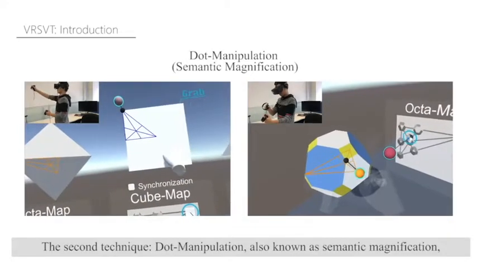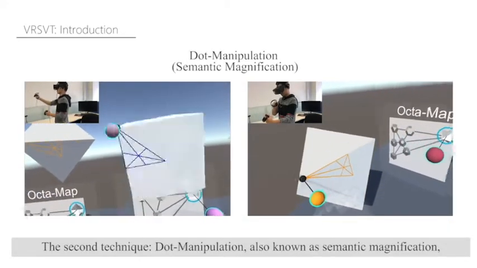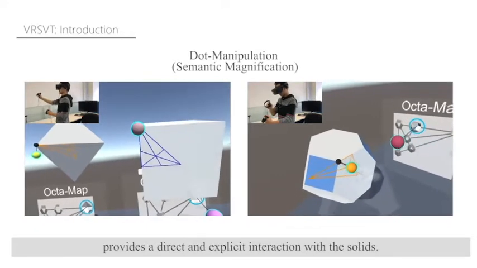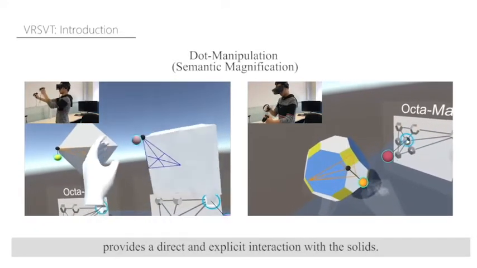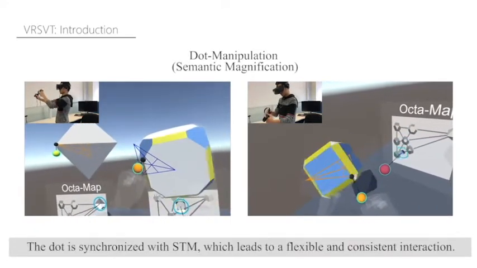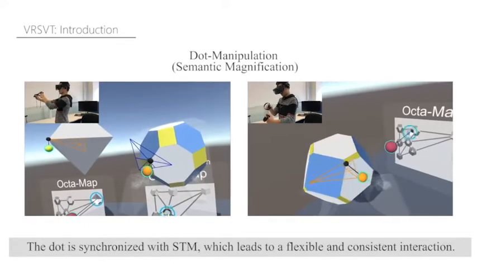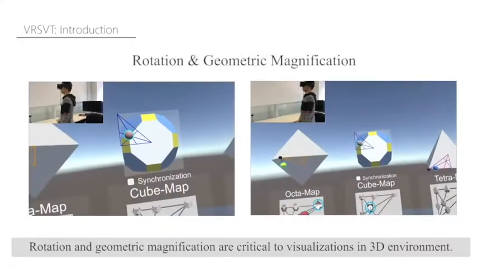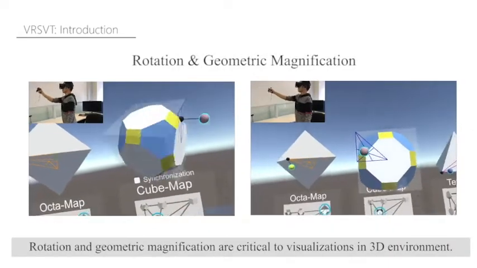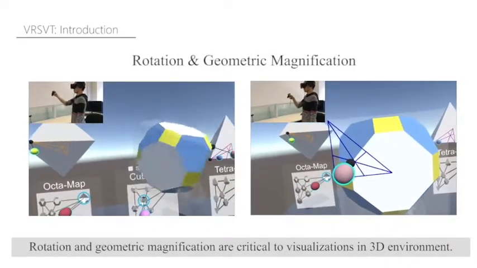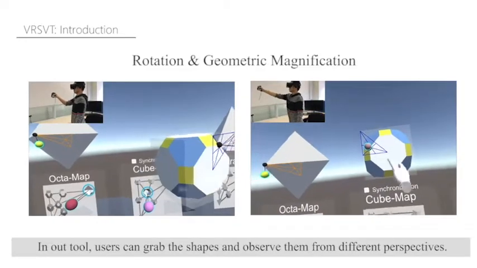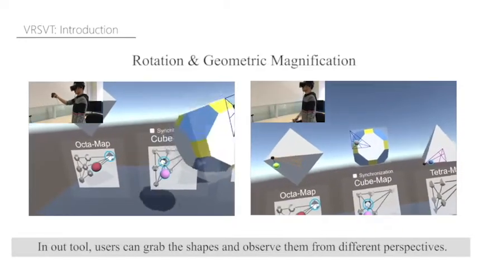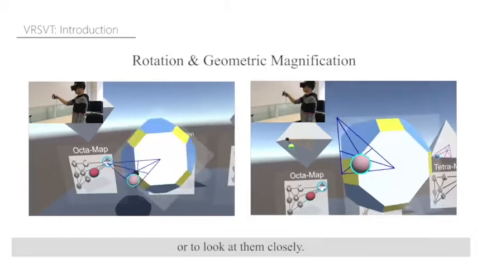The second technique, dot manipulation, also known as semantic magnification, provides a direct and explicit interaction with the solids. The dot is synchronized with STM, which leads to a flexible and consistent interaction. Rotation and geometric magnification are critical to visualizations in 3D environments. In our tool, users can grab the shape and observe it from different perspectives, or look at it closely.